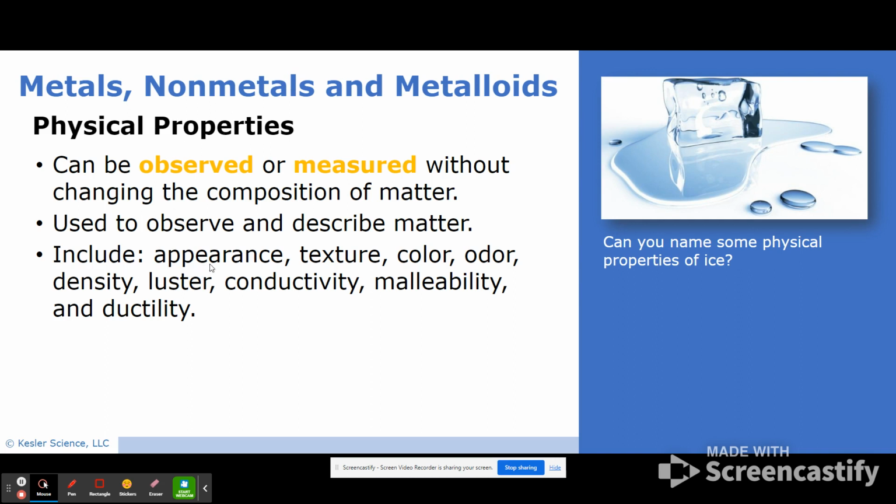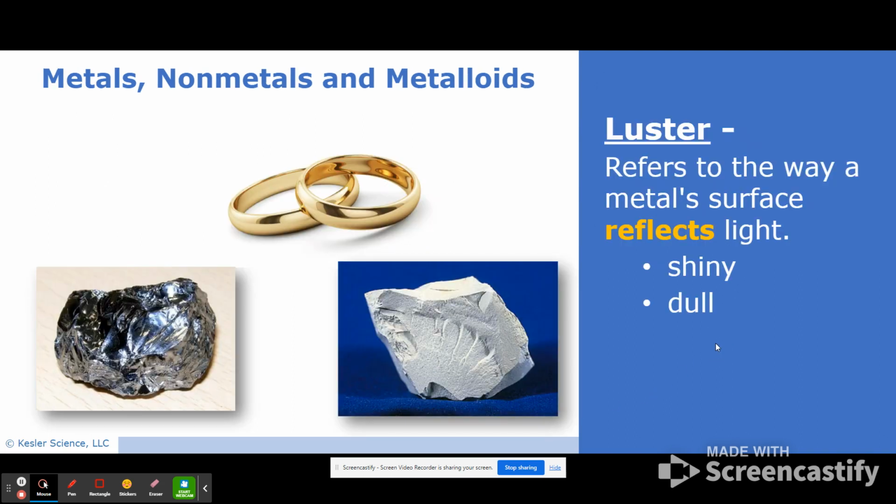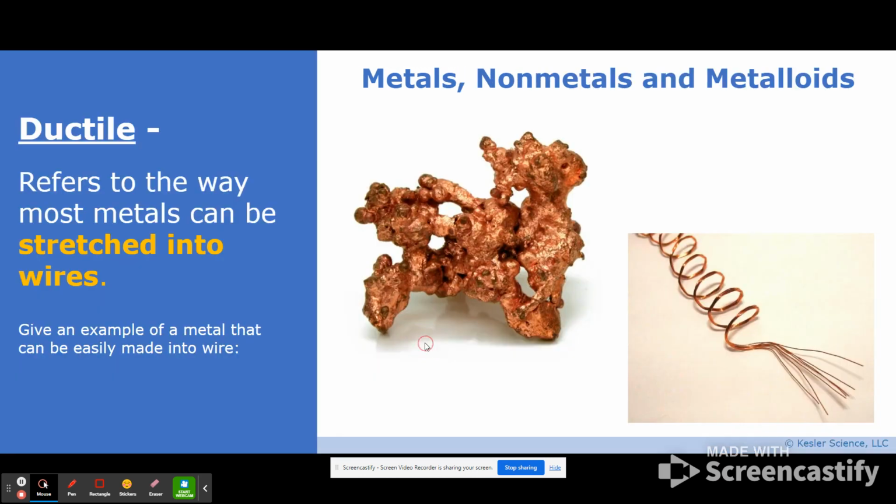This includes its appearance, how it looks, its texture, how it feels, its color, odor, how it smells, its density, its luster, conductivity, malleability, ductility. These are all physical properties that we learned about before Thanksgiving, back in October. So here is a quick review of some unusual ones that were new vocab words for you. Luster refers to the way that a metal's surface reflects light. It's shiny, or it's dull, so it has luster or does not have luster.